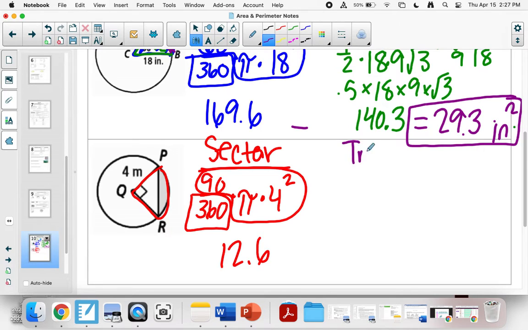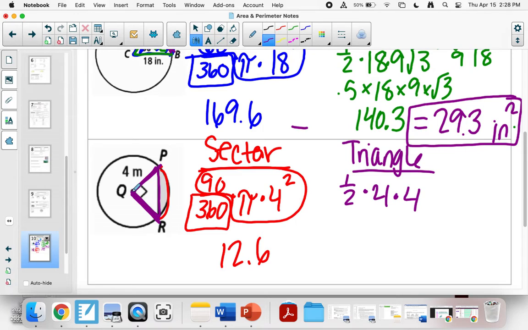And then we're going to find our triangle, which is half base times height. Here's my triangle. I know we have the half. What's the base of my triangle? 4. What's the height of my triangle? Don't know yet. Jasmine said it's 4. PQ is a radius, right? What's RQ? It's the same, it's also a radius.